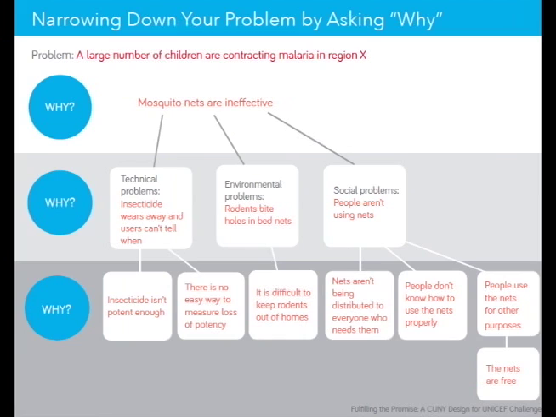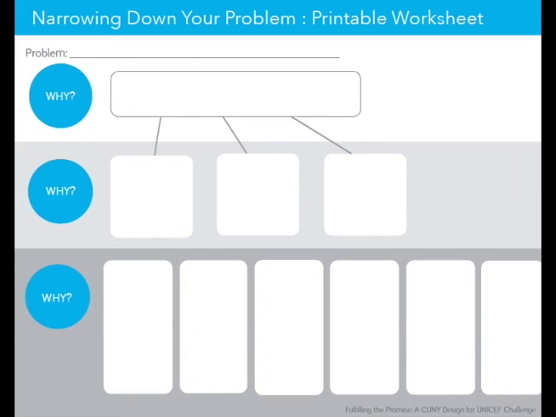So if the surface problem is that mosquito nets are ineffective, is that because of a technical problem with the insecticide, or is it a social problem that people are not using the nets properly? You want to keep tracing that back and asking yourself why. Is it that people don't know how to use them properly? Is it they are not receiving the nets? Or are they using them for other purposes because the nets are free? And we've created a printable version of this for you to do with your team.